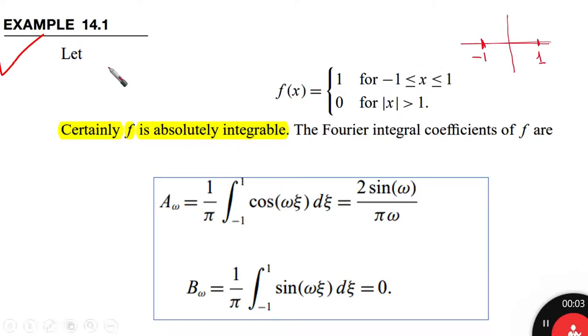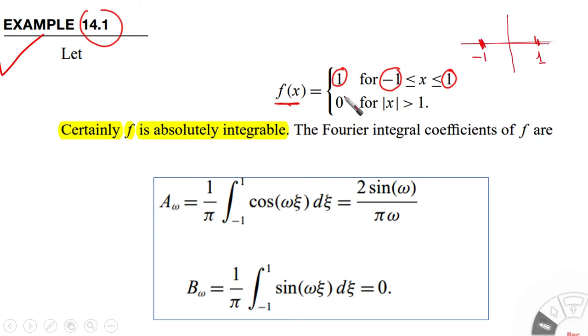Okay, so now let's go to our example, which is example 14.1 in the textbook. Let our function f of x equal 1 for the interval from -1 to 1. This is how the function is defined. It equals 1 between -1 and 1, and after that it equals 0.